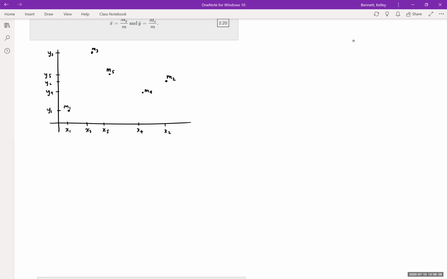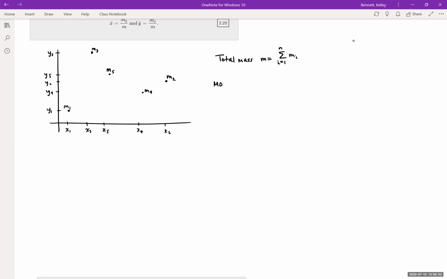And the total mass of this system is just the sum of the individual masses. So what we have here is the sum from i equals 1 to n. For us, n is 5. We have 5 masses, but in general, you set it up like this, and you just add up the individual masses. And then we have this idea of moments.